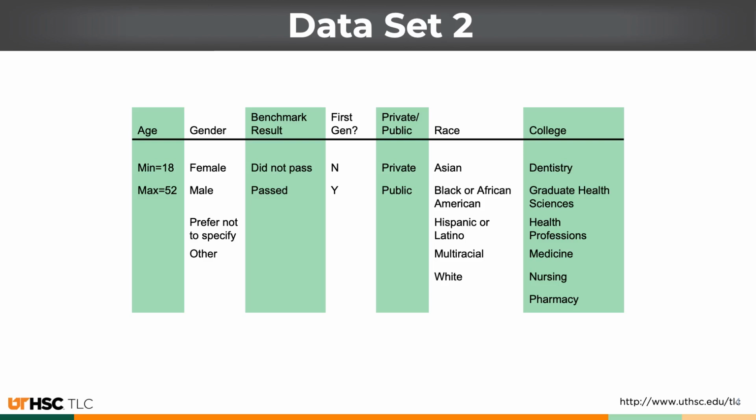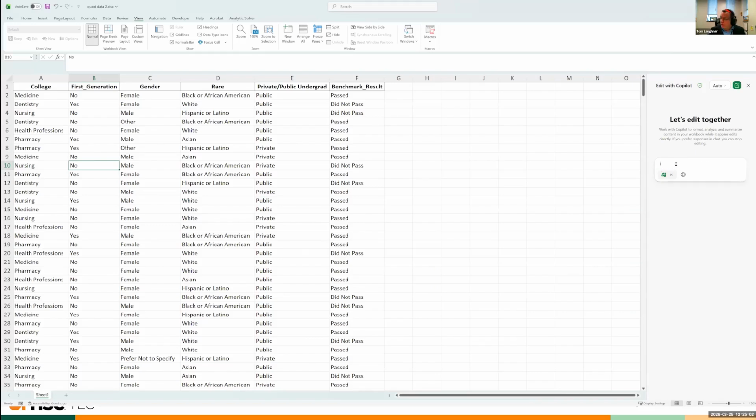And I'm going to do this right in Excel. Here's my data, and I'm going to say, is there a relationship between college and benchmark? And now it's going to be interesting how it comes out, because I've tested this several times to see how it works. And sometimes it just tells me whether or not it's a relationship. And sometimes it actually does a chi-square test and gives me all the numbers for it. So we'll see what it does at this point.